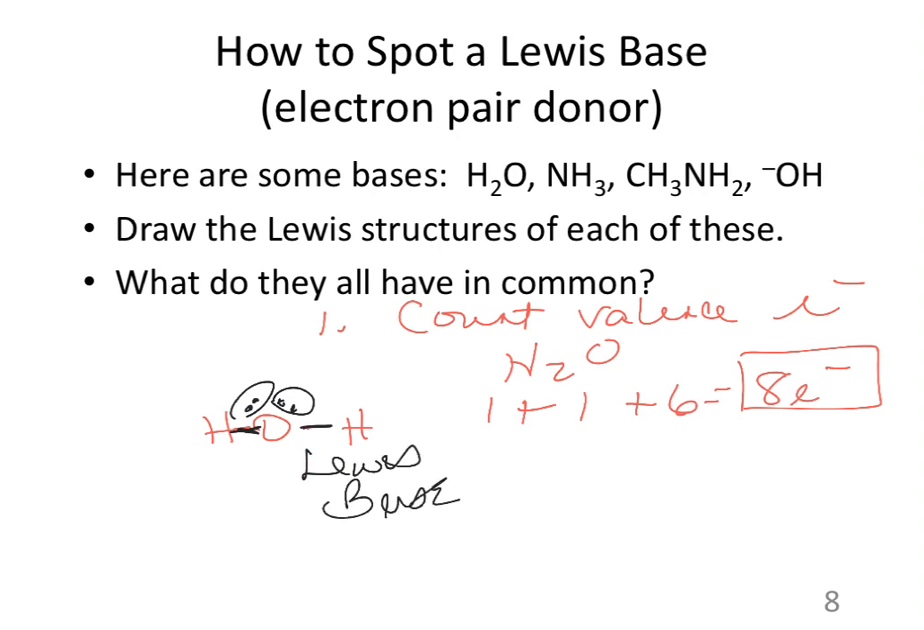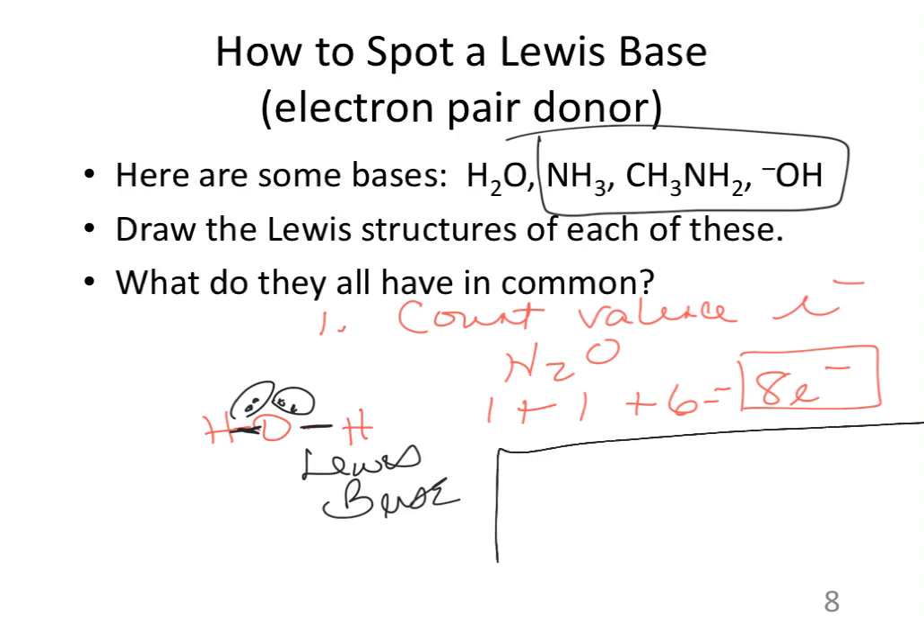That's what you're going to have to do with every structure to decide whether or not it can be a Lewis base. You're going to have to write out the Lewis structure and see if there are lone pairs on the electronegative atom. So take a minute and draw the Lewis structures of the remaining ones up here and start getting familiar with that.